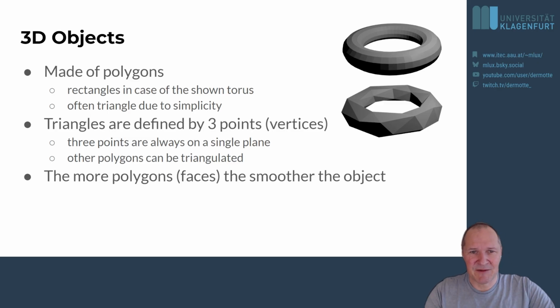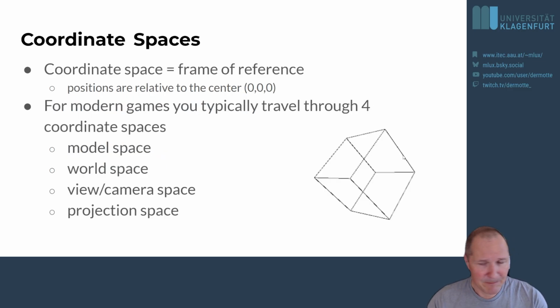Okay, so triangles are defined by 3 points, and that's pretty cool, because 3 points are always on a single plane. That is where it cannot go wrong. Of course, many other things can go wrong with triangles, but for all polygons, we can state that the more polygons, the smoother the object actually is. So first things first, for coordinate space, we need an origin, a frame of reference, and this is 0, 0, 0, and everything else is relative to 0, 0, 0.